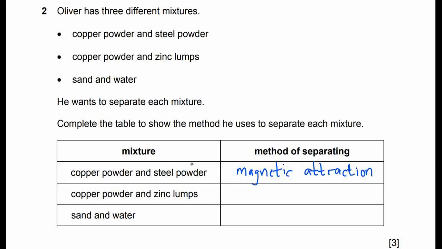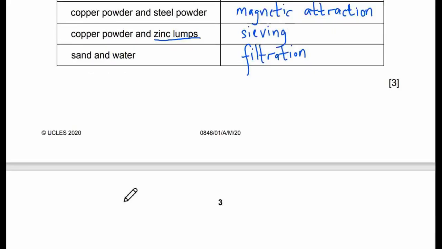Now copper powder and zinc lumps, because it's lumps, of course it has different size, bigger particles. You can separate them by sieving. Sand and water, they don't really mix. Sand is separated from water, and we can do filtration. Alright, that is number 2. Let's go to number 3.